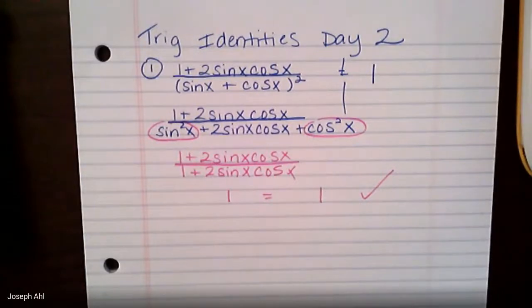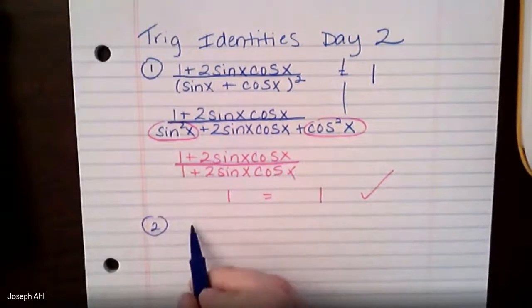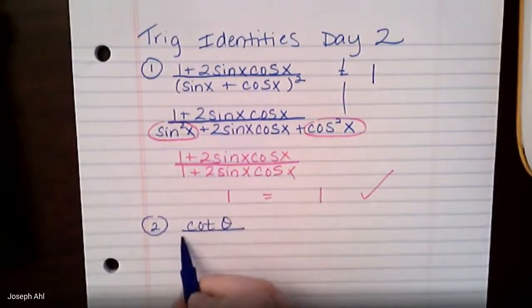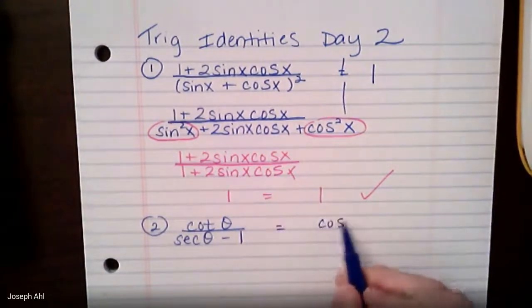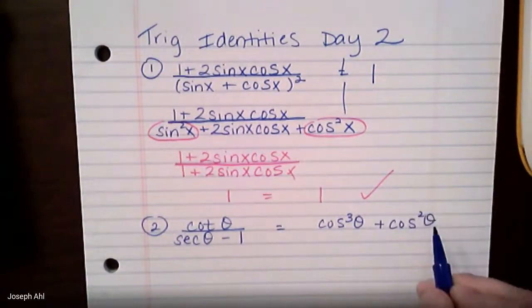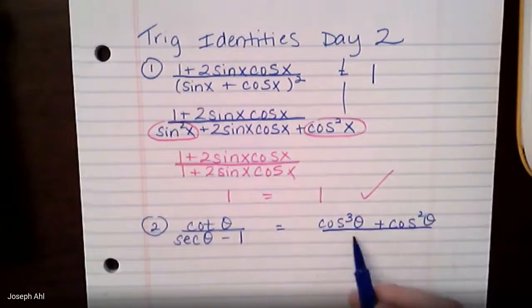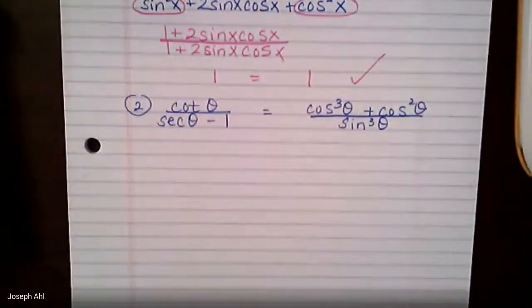There's another identity that is worked out in the notes, and it is cotangent theta over secant theta minus 1 equals cosine cubed theta plus cosine squared divided by sine cubed. And I'll tell you, when looking at the website, the work that it takes to simplify this one is definitely a little bit more challenging, and it requires a skill that, to be honest, you won't see used very often, but it is the most effective way of going about something like this.